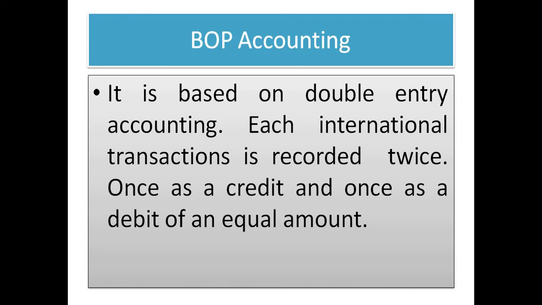There are some reasons and ways to calculate this. It is based on the double entry accounting. Each international transaction is recorded twice, once as a credit and once as a debit of an equal amount.